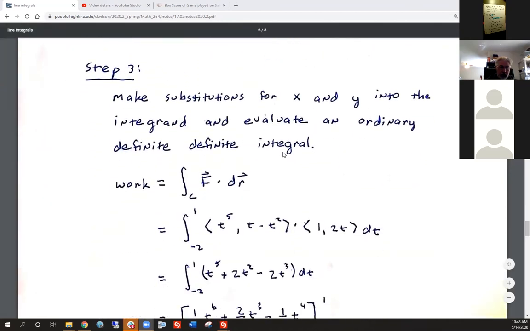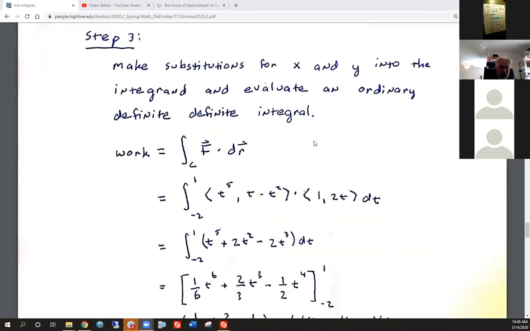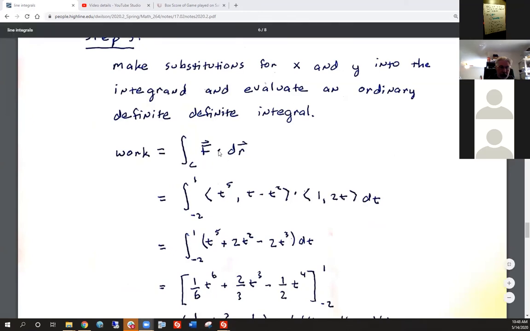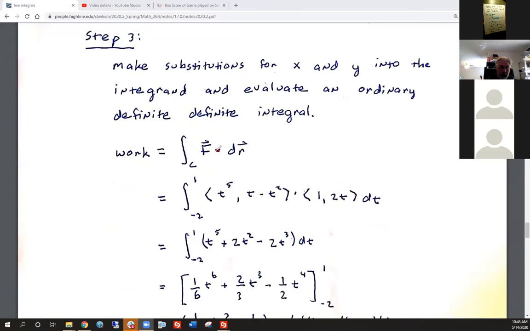Step 3, we need to make our substitutions. And so we have our formula that the work is equal to the line integral of f dot dr. And again, this dot here is a big deal. You need it in order to take vector quantities and turn them into scalar quantities.